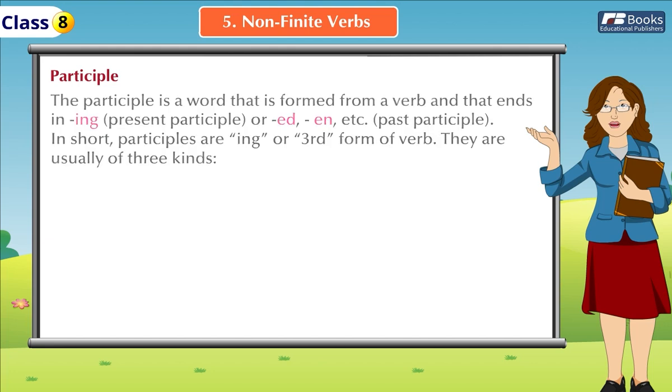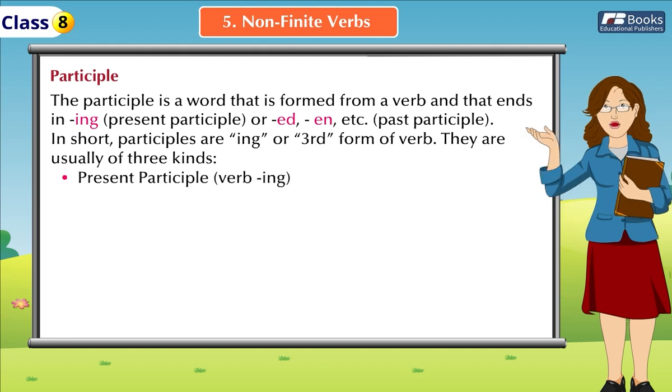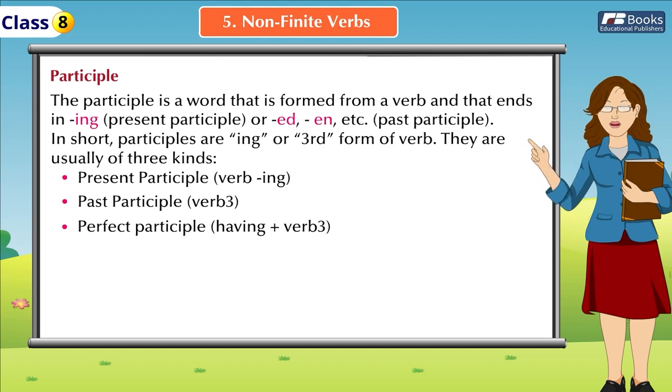Participle. The participle is a word that is formed from a verb and ends in ing, the present participle, or ed, en, etc., the past participle. In short, participles are ing or third form of verb. They are usually of three kinds. Present participle, verb ing. Past participle, verb third form. Perfect participle, having plus verb third form.